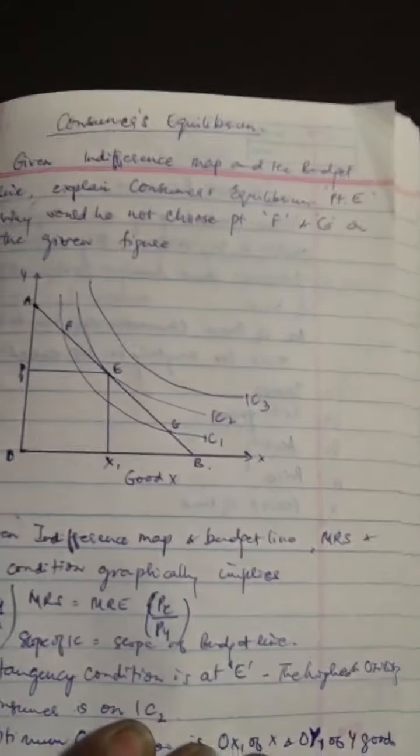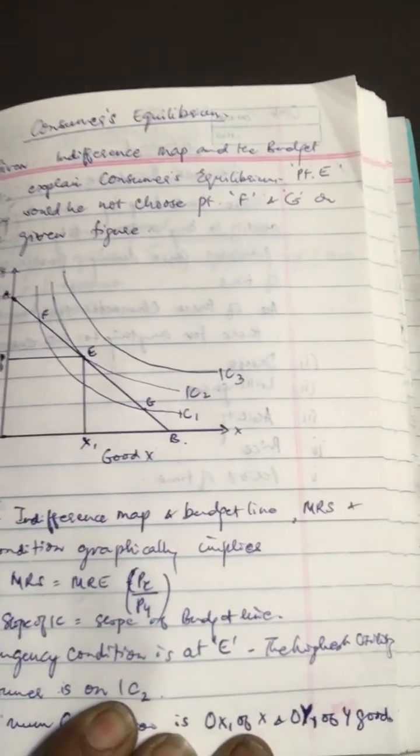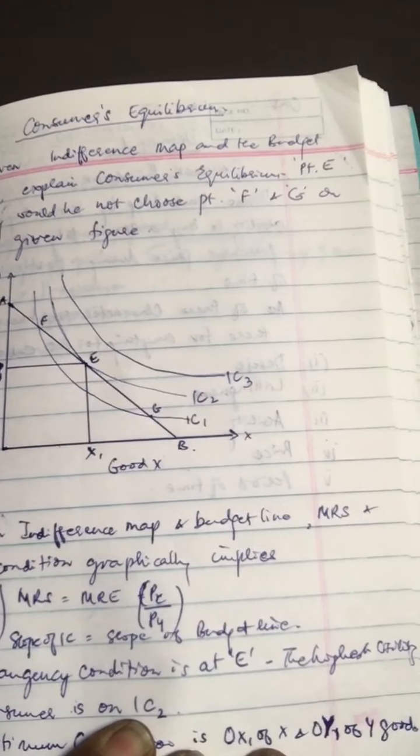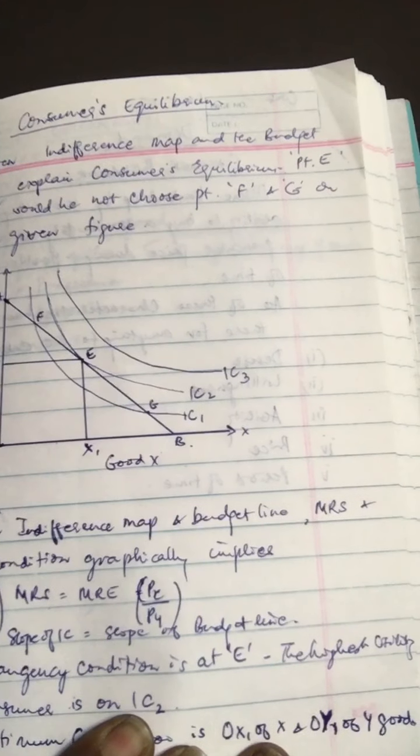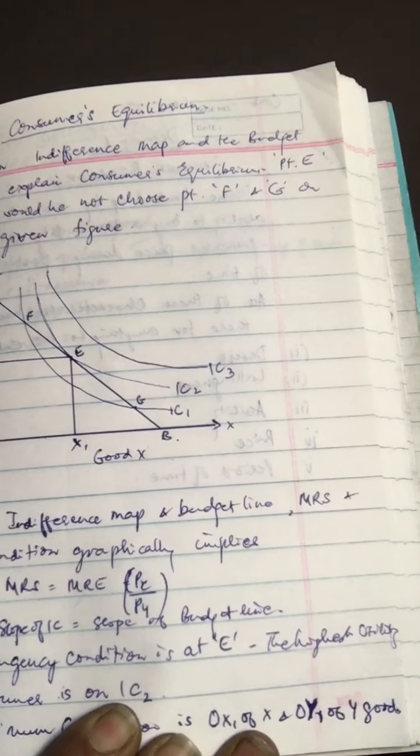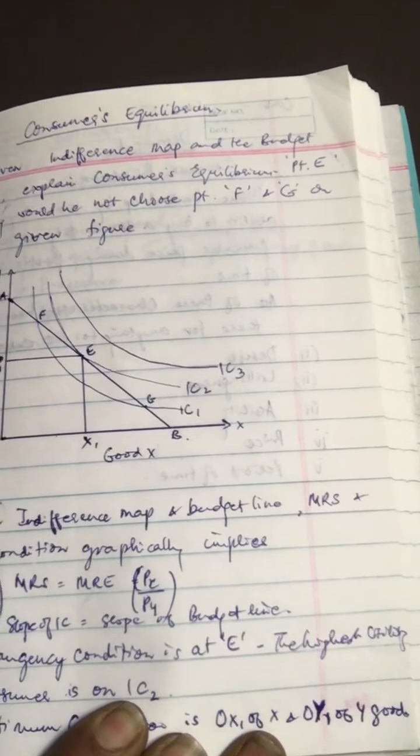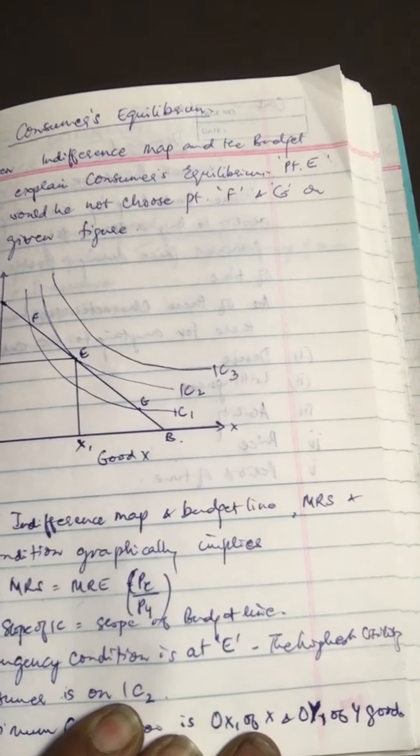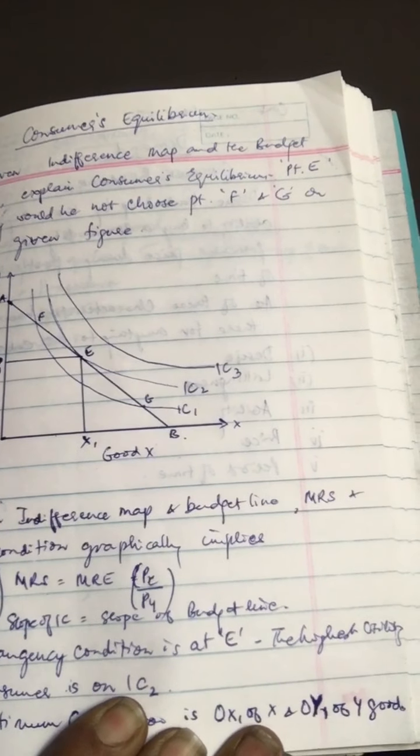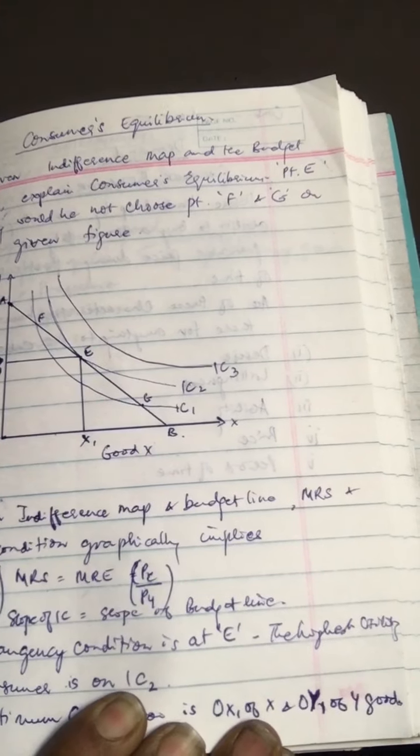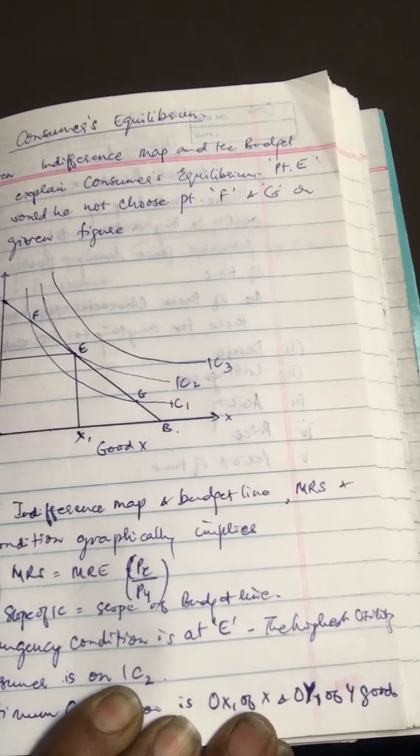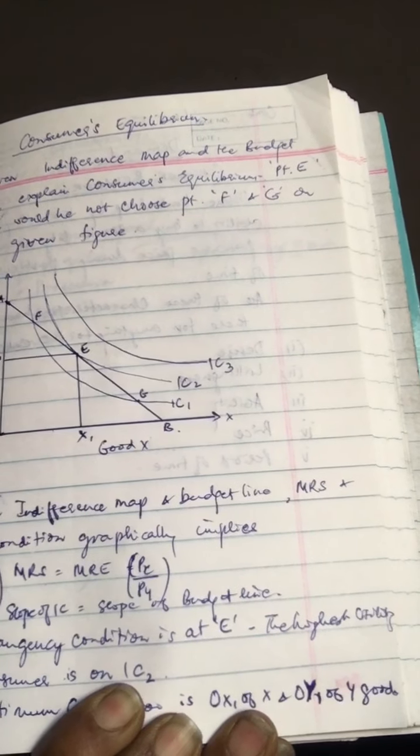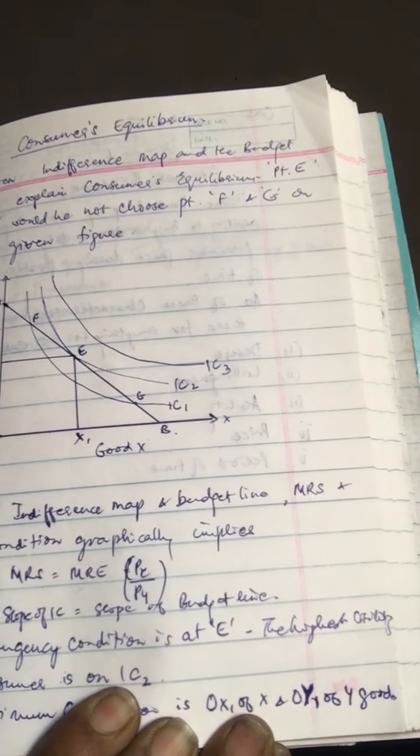And there's only one point, and why not? Why shouldn't there be consumer's equilibrium at F and G? So, let's just do this. We see that there is an indifference map of indifference curves 1, 2 and 3. And we have this budget line which is AB, and tangent to that we have IC2, indifference curve 2, where the indifference curve is convex to the origin, and that is the point where it is tangent to the budget line at E.